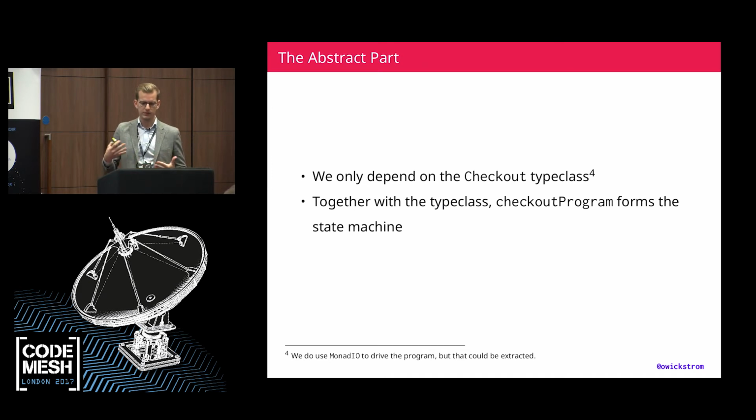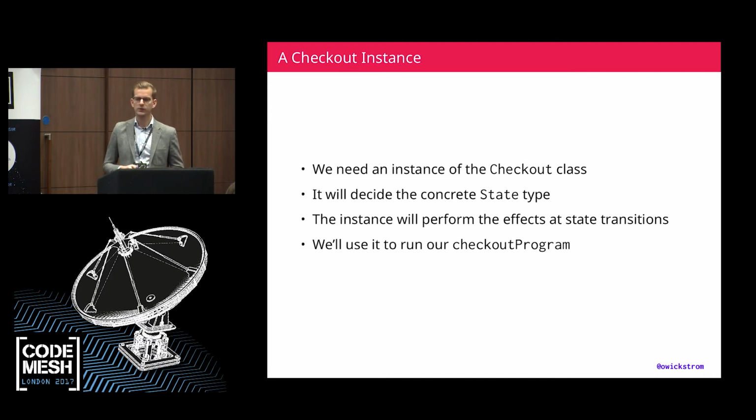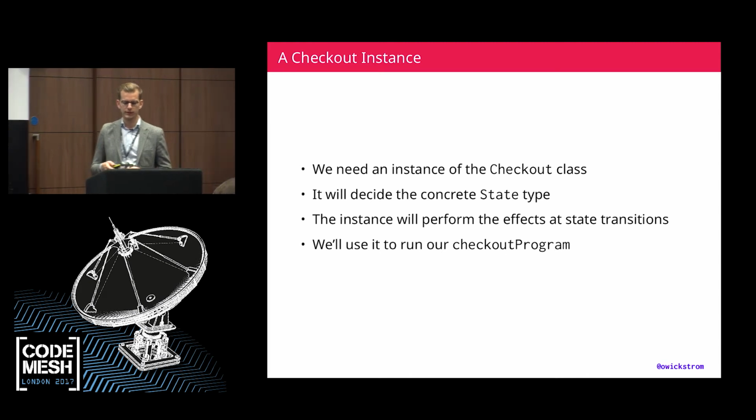We only depend on this checkout type class. And together, this program that I've shown you using the type class, and the type class, form the state machine, the model or the abstract part of how it will run. But we haven't actually done any side effects yet. So we need this instance of checkout to perform the side effects. And it will also decide this concrete state type. It will perform the appropriate effects at each transition. And we will run the checkout program using this instance.